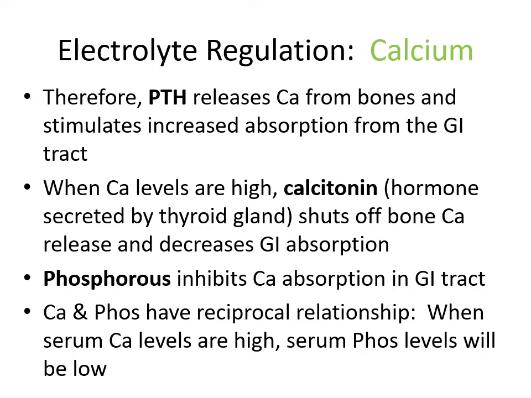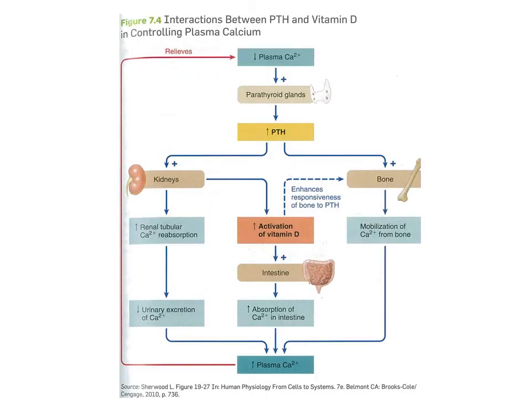Phosphorus also inhibits calcium absorption within the GI tract, and calcium and phosphorus have a reciprocal relationship. So when serum calcium levels are high, serum phosphorus levels will be low, and vice versa. So here you can see this interplay, looking at the interaction between the hormones, calcium, and vitamin D.